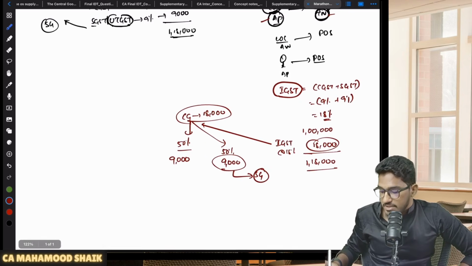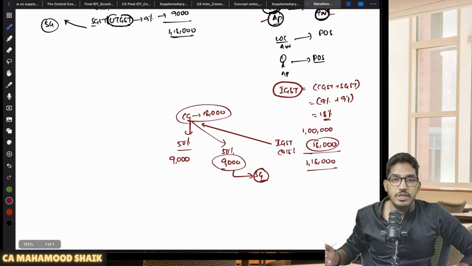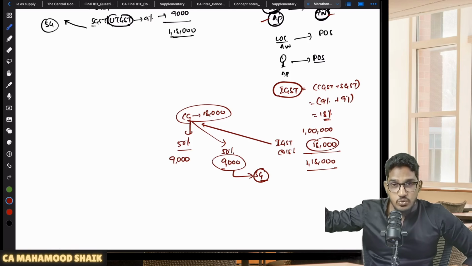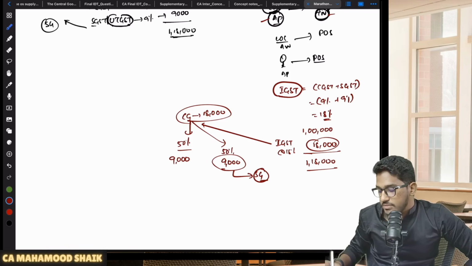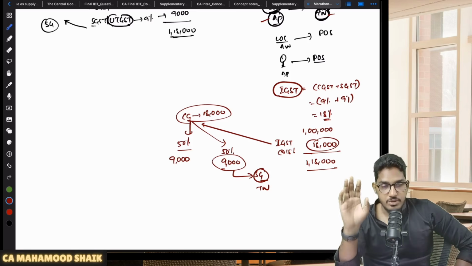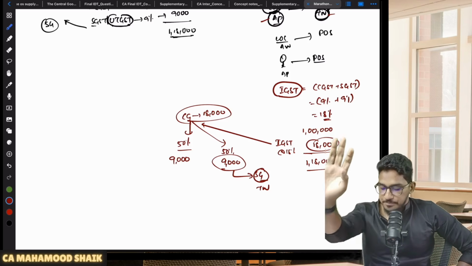So what is the destination state government here? The place of supply is falling in Tamil Nadu. That is the final consumption. The final destination of the transaction is routed to Tamil Nadu. So this balance of 50% will go to the Tamil Nadu state government. Able to understand? Clear and comfortable, everybody?